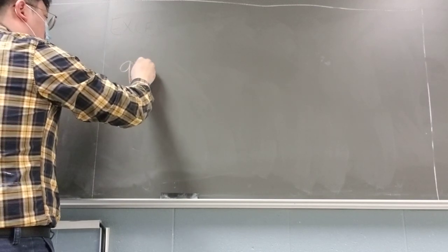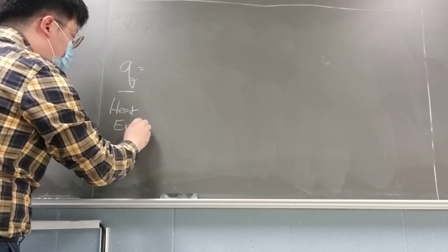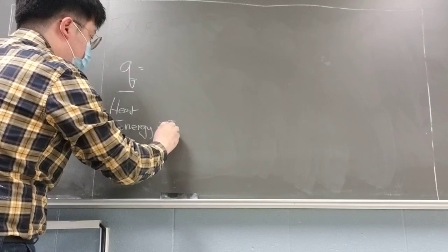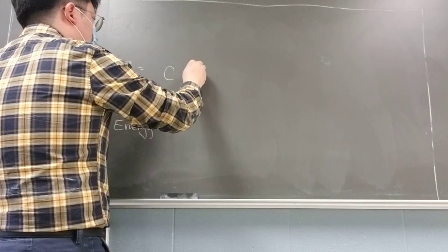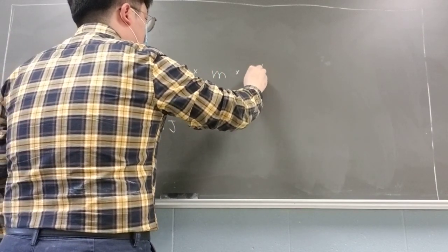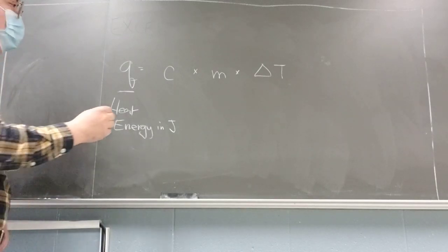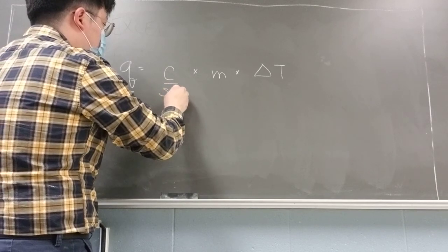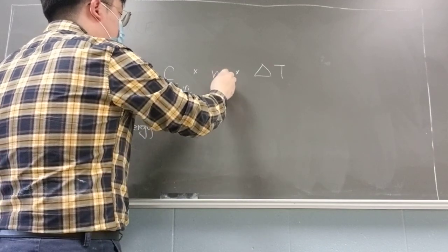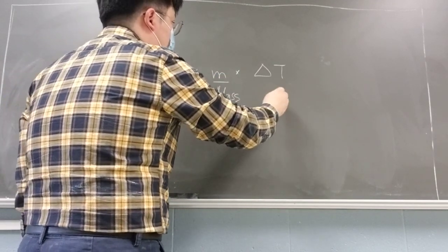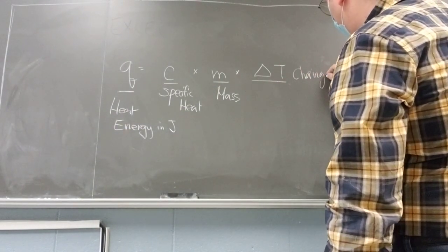So this is once again, Q stands for heat energy. I'm going to put these numbers in joules, which is a unit for energy here, and there's Q equals C times m times delta T. This is something I want you to memorize for the exam. So C stands for specific heat. The m stands for mass. And the delta T stands for change in temperature.